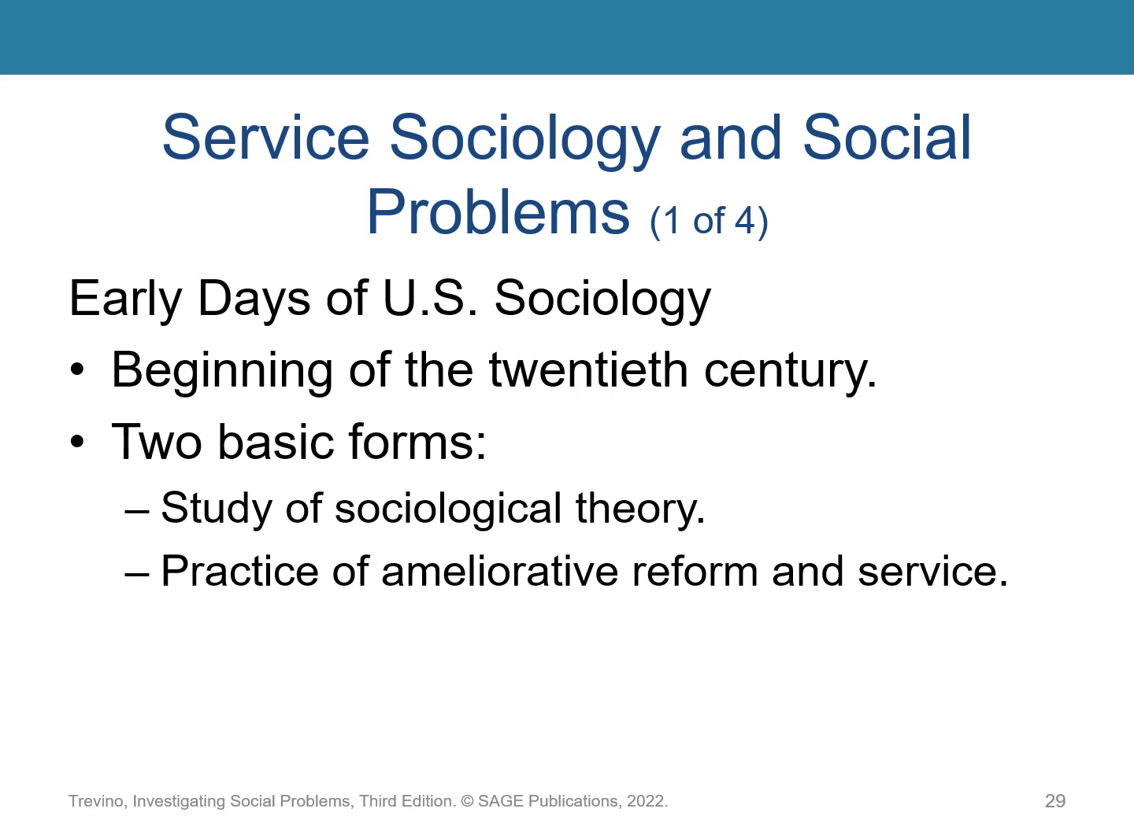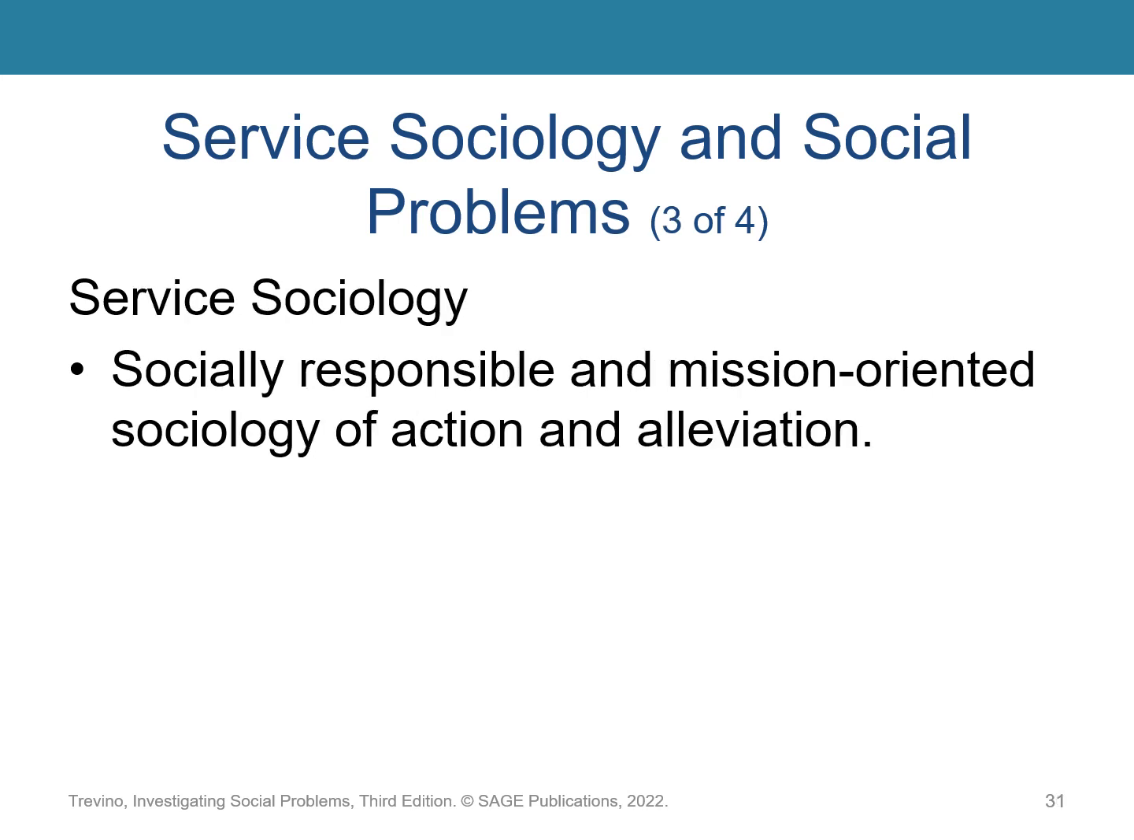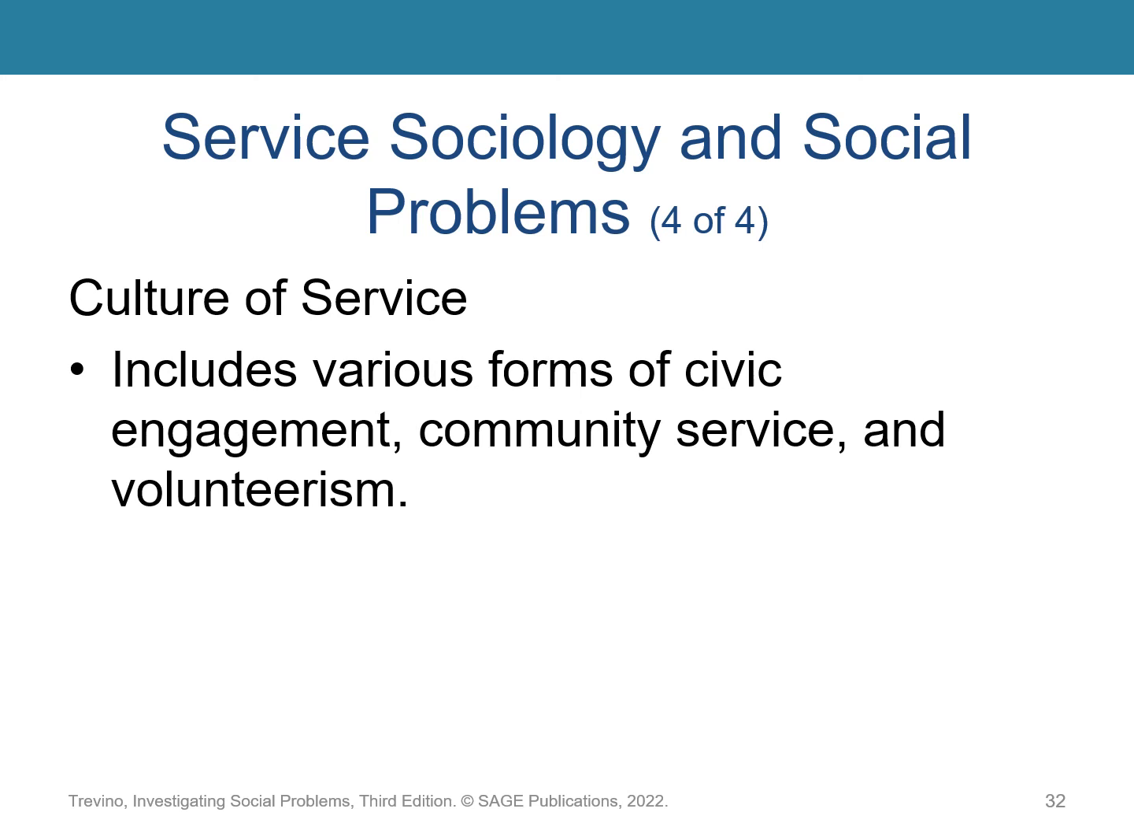And we talk about service sociology and social problems. The early days of U.S. sociology, beginning in the 19th century, had two basic forms: the study of sociological theory and the practice of ameliorative reform and service. You had the settlement houses, which was big with Jane Addams, our social worker. Neighborhood centers provide services to poor immigrants. And service sociology is a socially responsible, mission-oriented sociology of action and alleviation. Cultural service includes various forms of civic engagement, community service, and volunteerism.